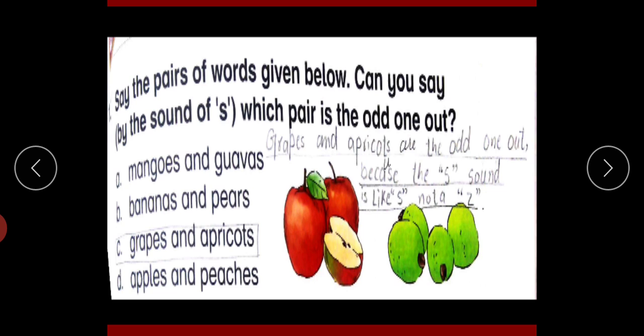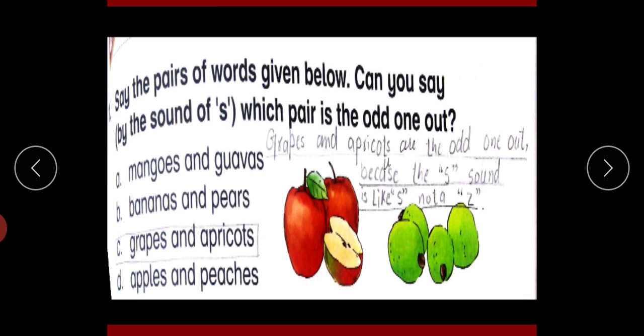Here we have the question, which is: say the pairs of words given below. Can you say by the sound of S which pair is the odd one out? Fine. Here we have some pairs of words like mangoes and guavas, bananas and pears, grapes and apricots, apples and peaches. So we have to tell here which group's sound is not matching.